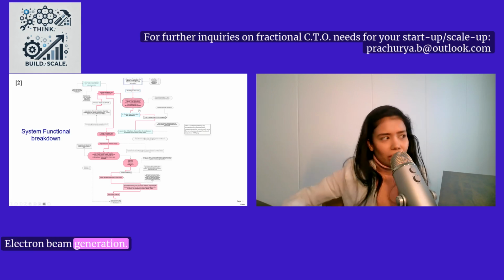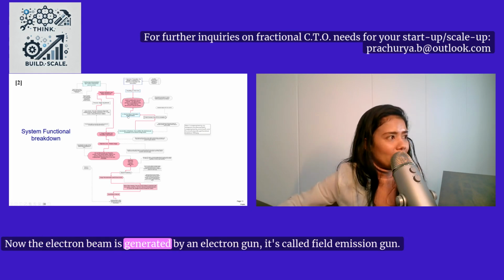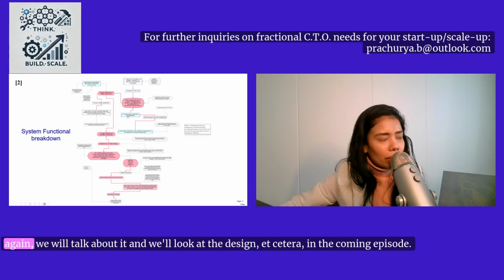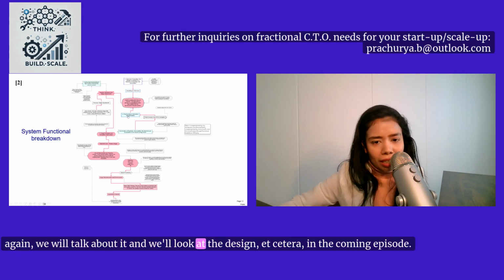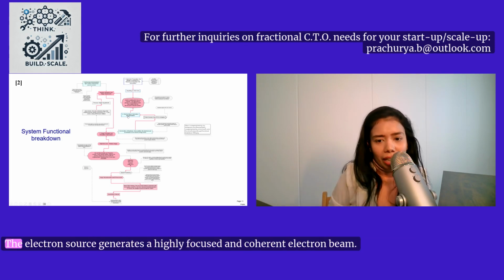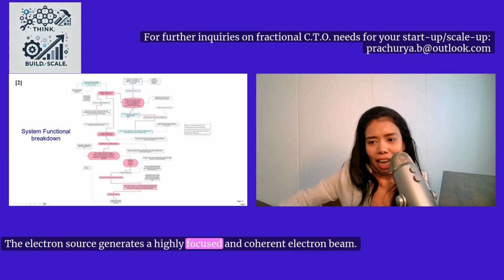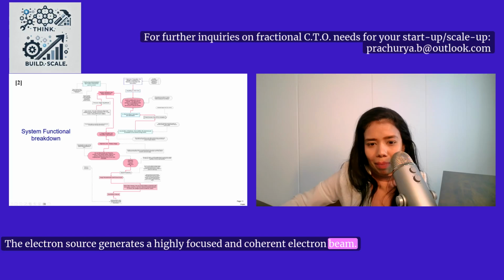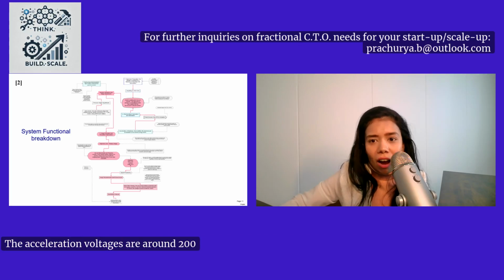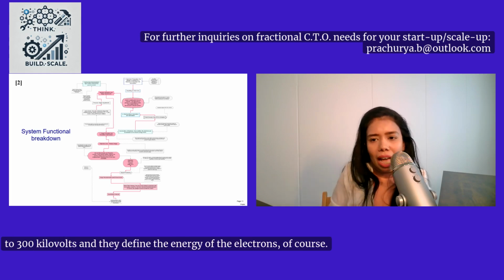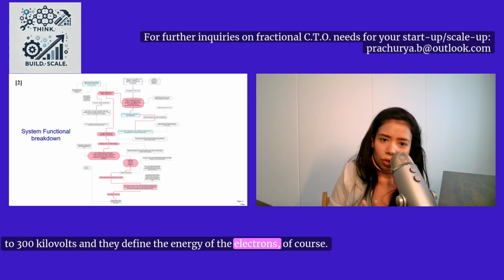Electron beam generation. Now the electron beam is generated by an electron gun. It's called a field emission gun. We will talk about it and look at the design, etc., in the coming episode. The electron source generates a highly focused and coherent electron beam. The acceleration voltages are around 200 to 300 kilovolts, and they define the energy of the electrons, of course.